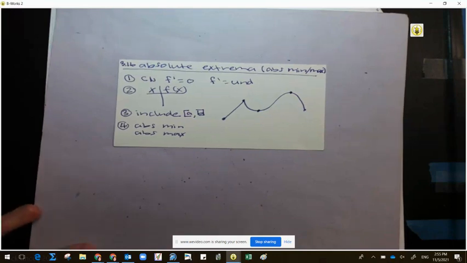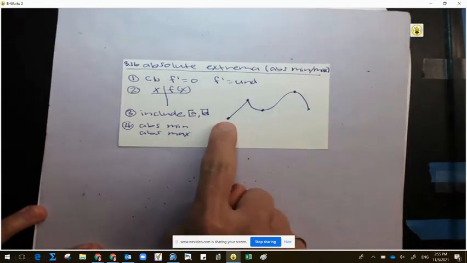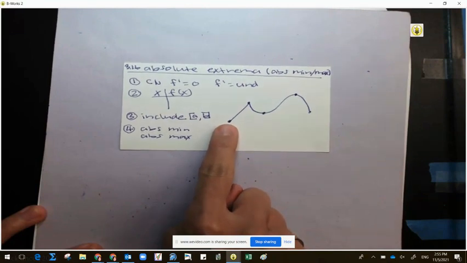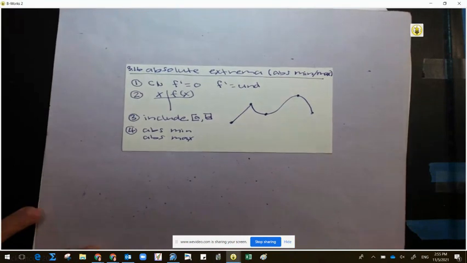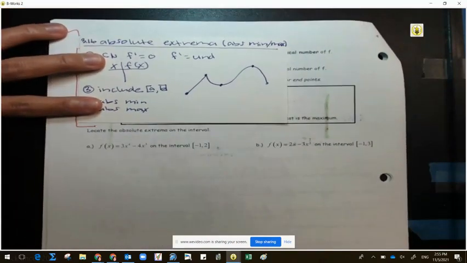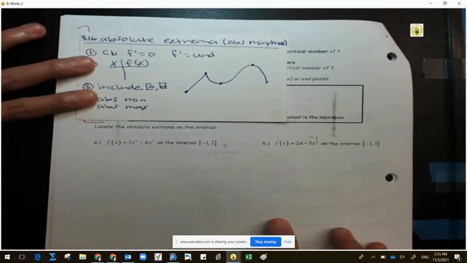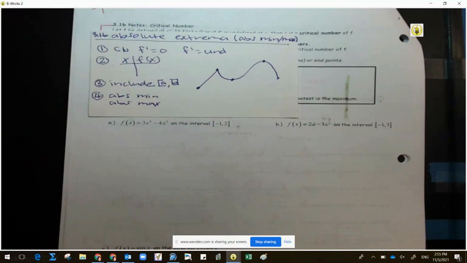Now, the reason we're including the endpoints is because the example I gave you, would you agree that's the absolute minimum? Yeah. So we have to test the endpoints because it can be the absolute minimum or the maximum. Okay, let's do an example now. So A and B is going to involve some work. C, no work because it's a parent function. So let's see how we can actually use this.